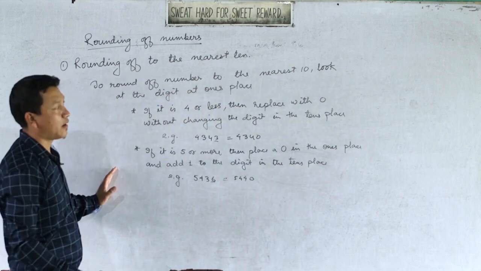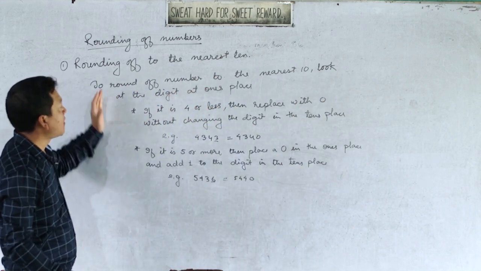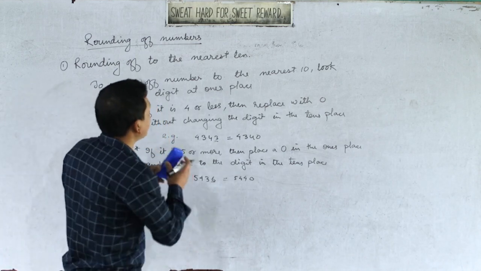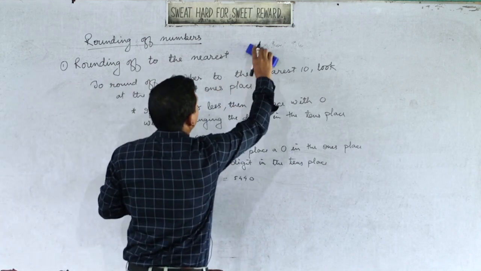Nearest 10 means we look at the nearest 10 lower. Now the nearest 100 lower.